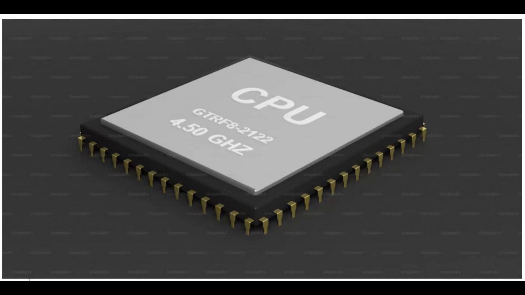High-end models can have anywhere up to 32 cores, and professional hardware can go beyond that. Many processors also employ a technology called simultaneous multithreading.